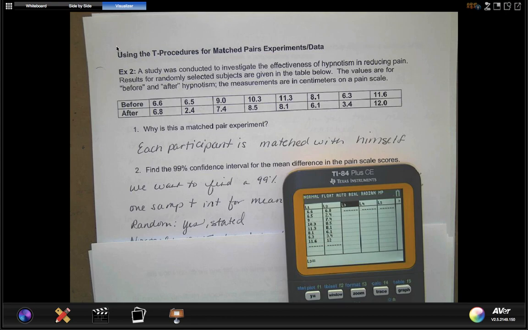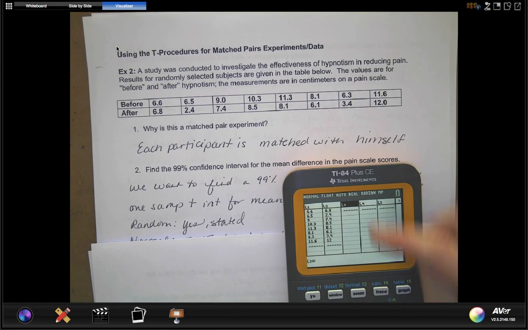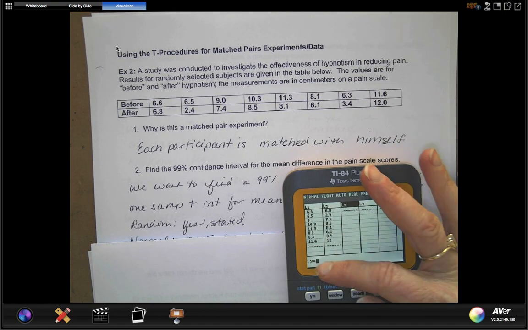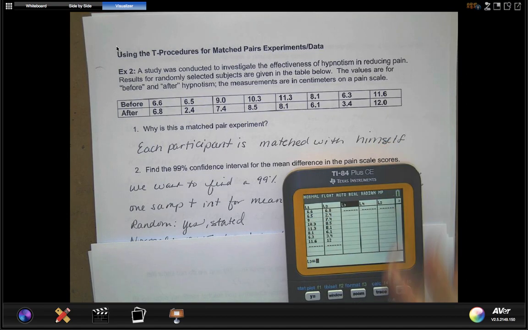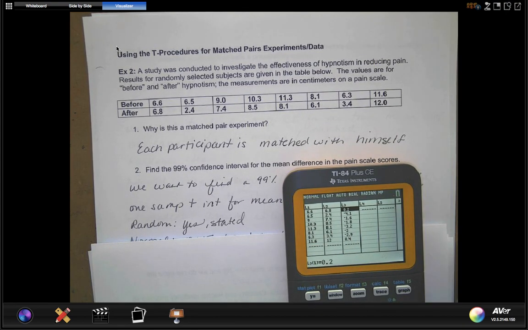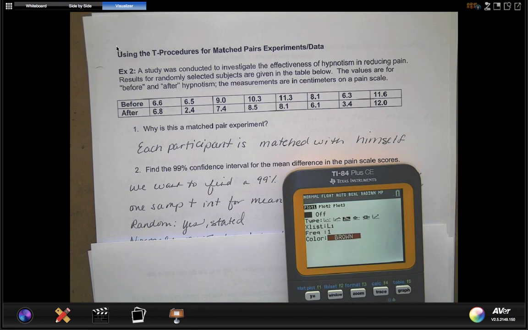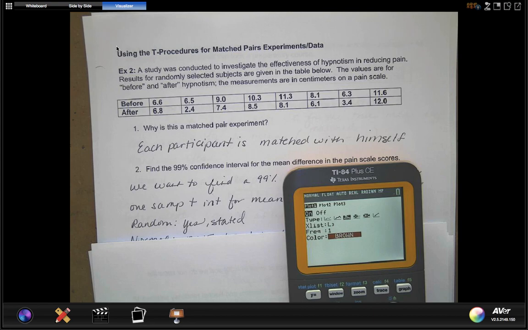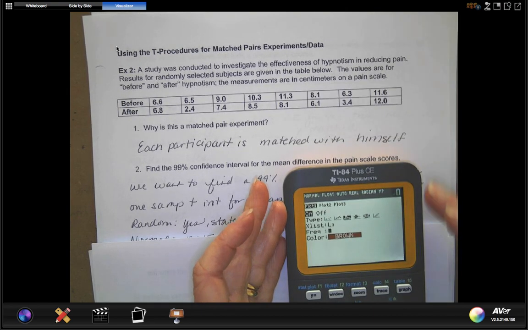So if you notice here, I'm over here in that list 3. I'm going to go up. So I use the up arrow, black box. I'm going to press enter. So the black box, cursor blinking. And I'm going to do after minus before. You don't have to do it that way. That's just how I'm doing it, okay? Because if I do after minus before, if their pain has reduced, I'll end up with more negatives, okay? So here's my differences. When I look at the graph, I'm now looking at that list 3 there because I want to look at the graph of the differences. I'm not looking at L1 and L2 separately. I'm looking at the differences.